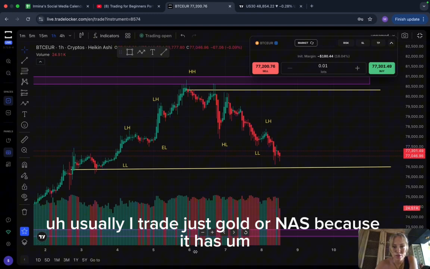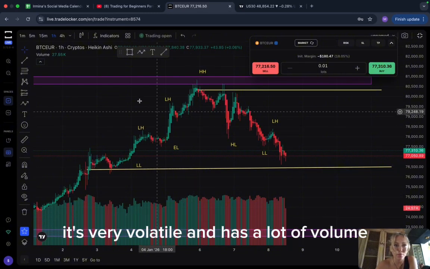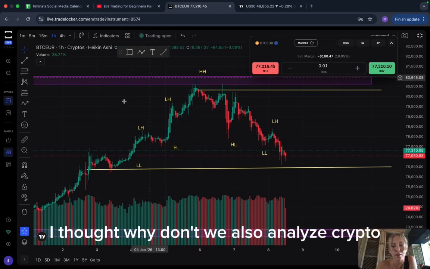Usually I trade just gold or NAS because it's very volatile and has a lot of volume, so it's easier to find an entry. But yeah, I thought, why don't we also analyze crypto?